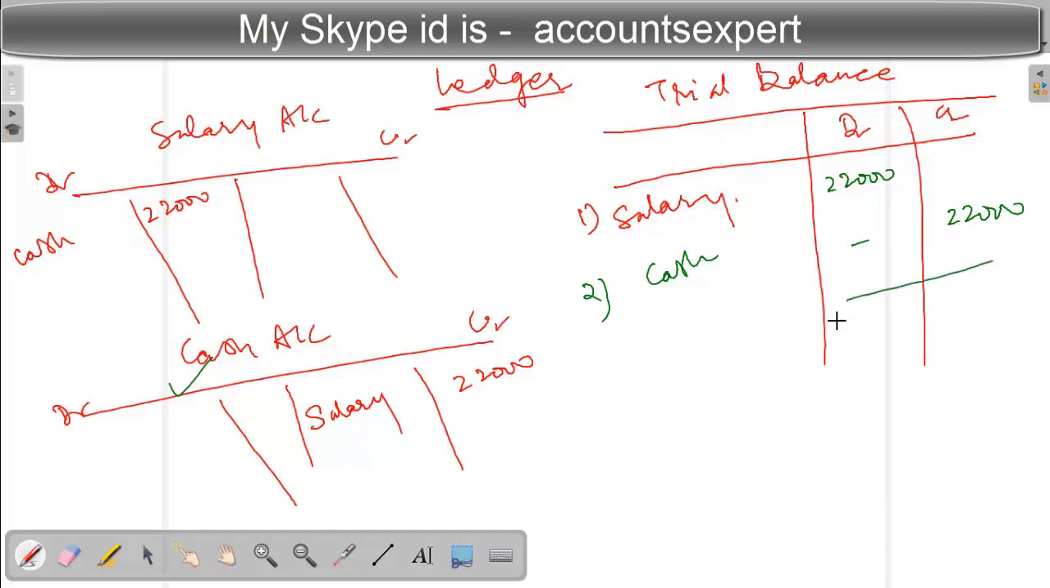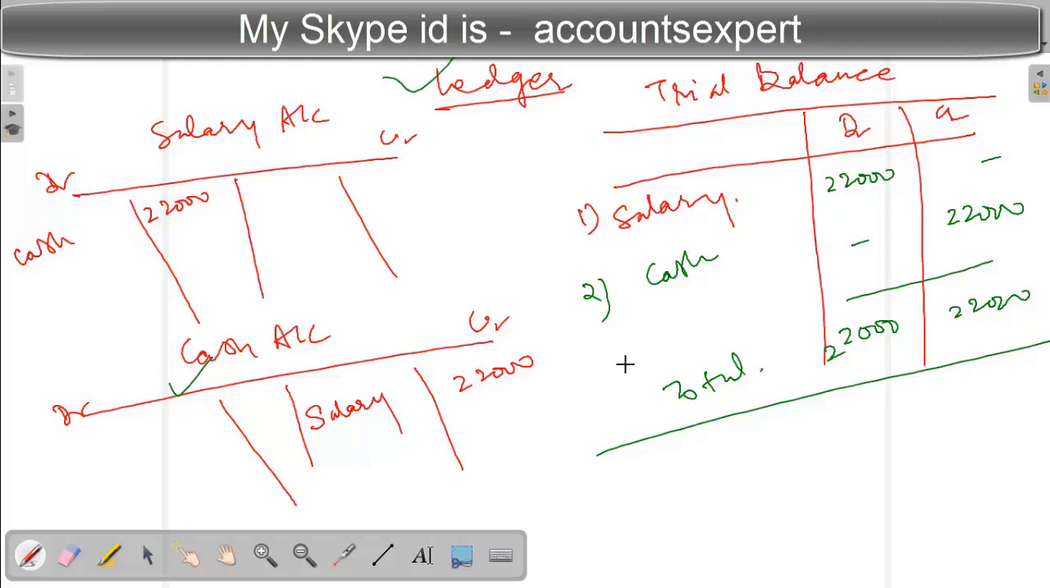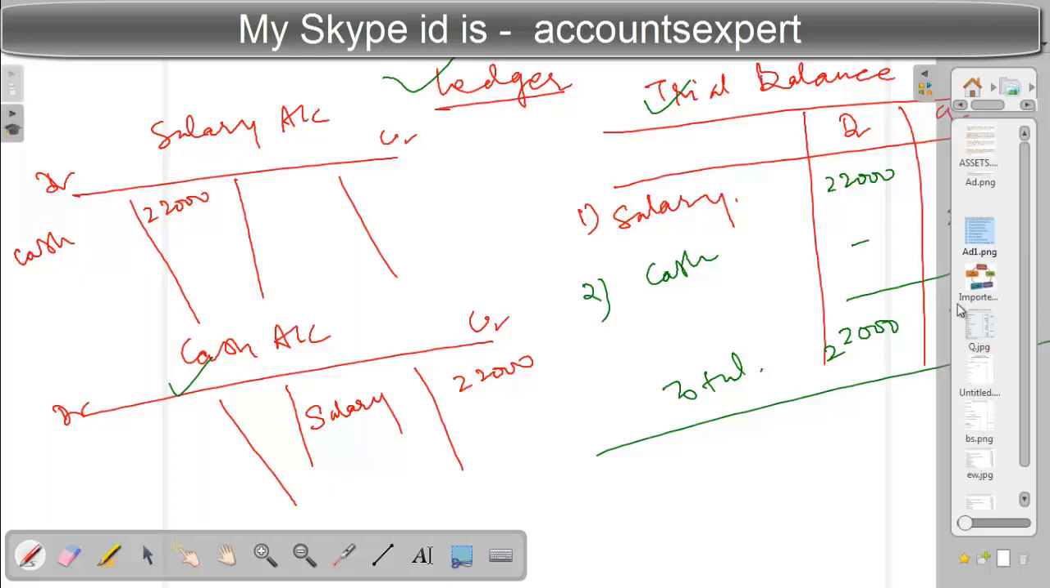Now see, the totals of both sides are equal, isn't it? So it means my ledger is arithmetically accurate. Now see, after the trial balance, what will I prepare? Final accounts. So this is the format of final accounts.